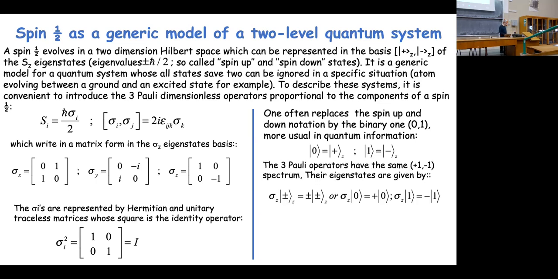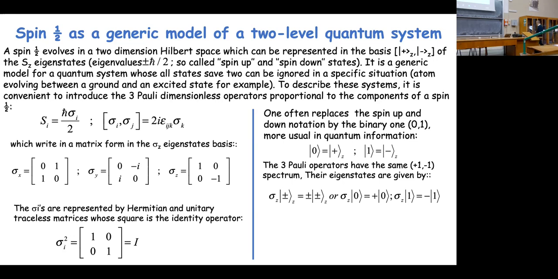And I just recall at the end of this slide the eigenvalues and eigenstates. Of course, the three Pauli matrices all have the same eigenvalues, +1, -1, that is plus ħ/2, minus ħ/2. And these are the eigenstates of sigma z. Sigma z acting on 0 gives 0, and sigma z acting on 1 gives -1. So the eigenstates of sigma z in the sigma z basis, by definition, are the states 0 and 1.